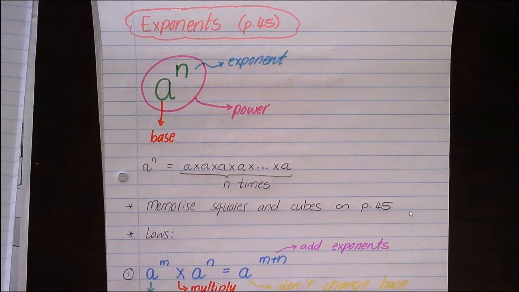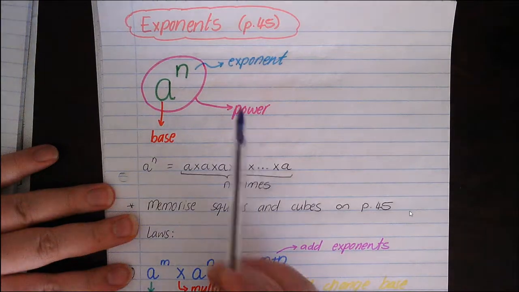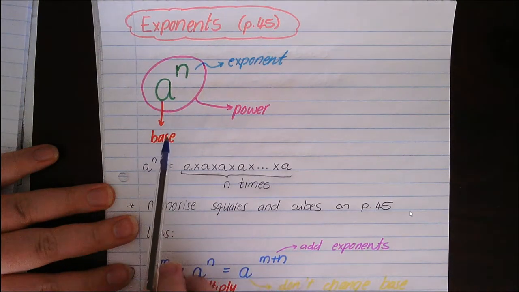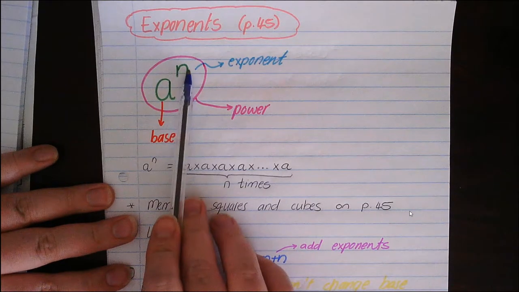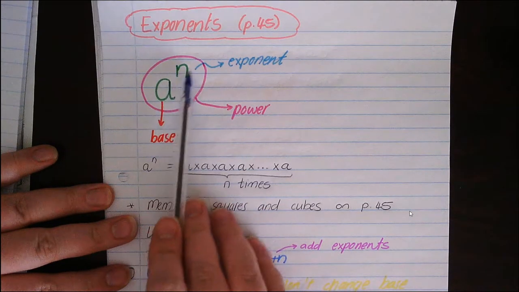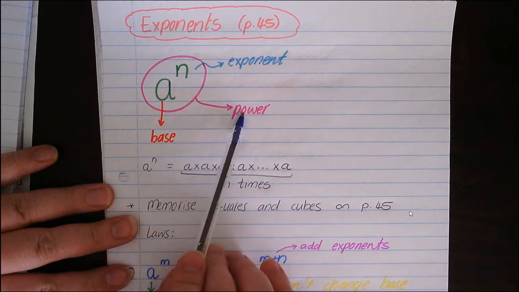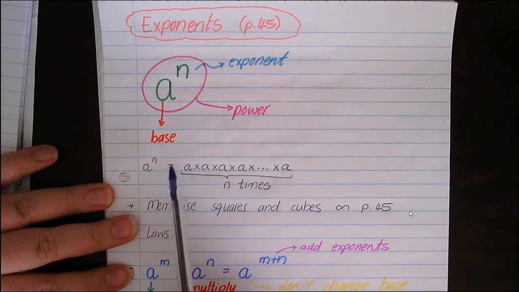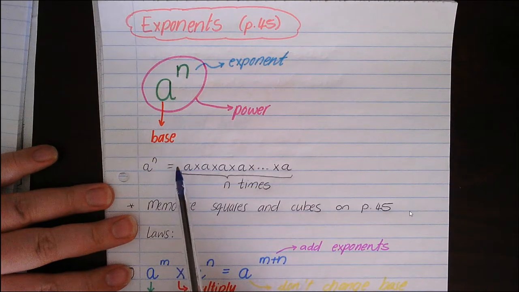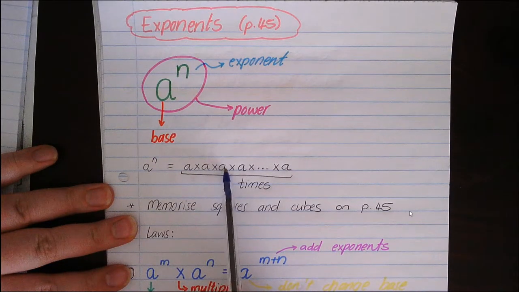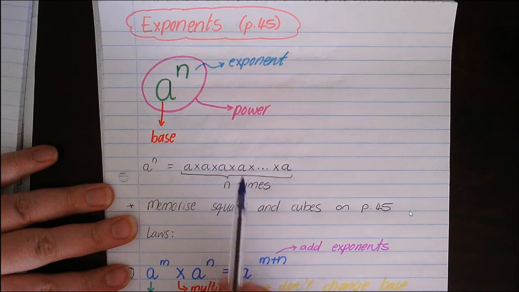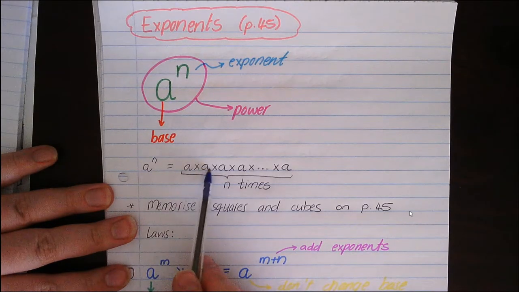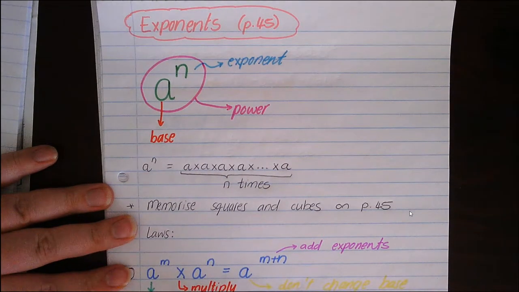Okay, so when we look at exponents, the thing on the ground is called the base, and the thing in the air is called an exponent. Together, they make up a power. A to the power n means a times a times a, and so on, n times. So there are n number of a's that are multiplied together.